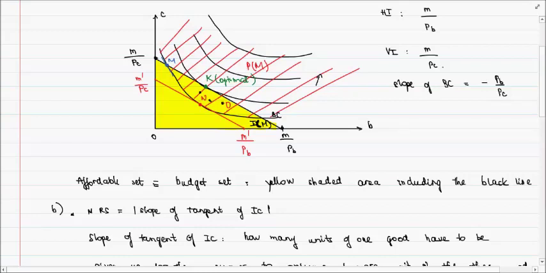Corresponding to bundle O, as you can see, the indifference curve going through that is going to be something like this, which is lower than the indifference curve for bundle K. So bundle K over here is the optimal bundle for the consumer because it's on the highest indifference curve and it is on a budget constraint, which is affordable for the consumer. All right.